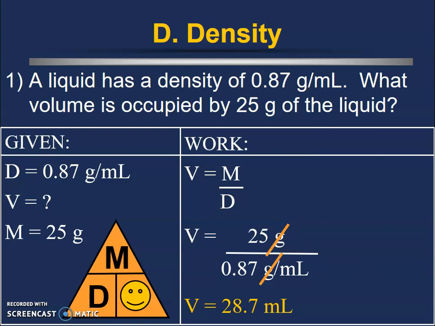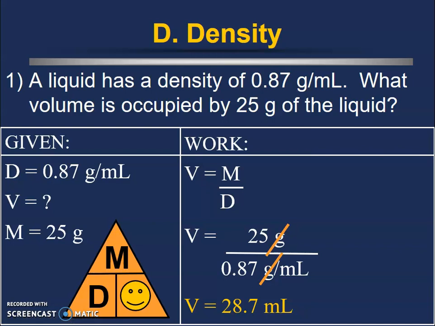Okay, analyze that answer. Was I expecting that number? Well, I'm dividing 25 by a number smaller than 1. So that means my answer is going to be bigger than 25, and it is, so I think I did good there. And then since my grams canceled off, I was left with milliliters, and volume is measured in milliliters or liters, so that is also expected. So I think I did a good job.